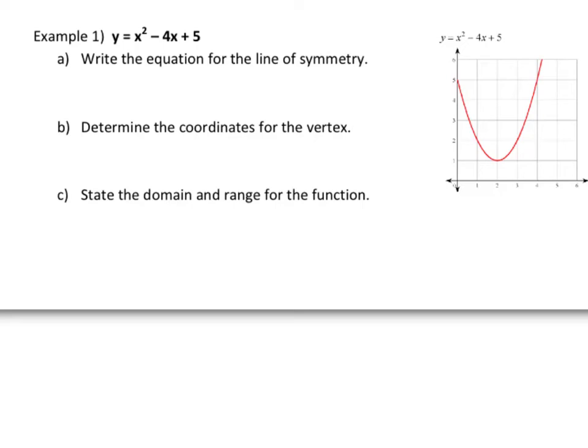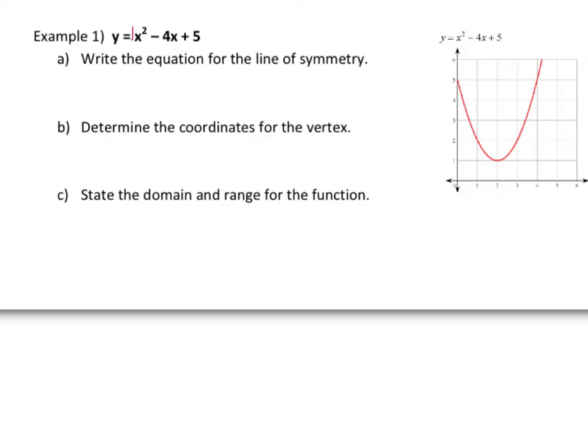Lesson 8.2 Video 3. Let's try an example given a graph. So here we have a parabola opening upward, so therefore the A must be positive, and if we look at the equation, the A is a 1, positive 1, so that works out. Therefore the vertex must be a minimum. Okay, so we'll look at that as we go through this.